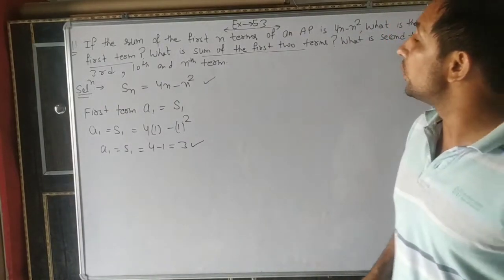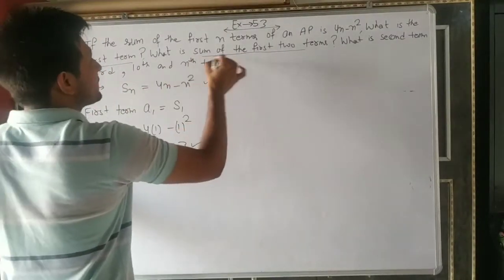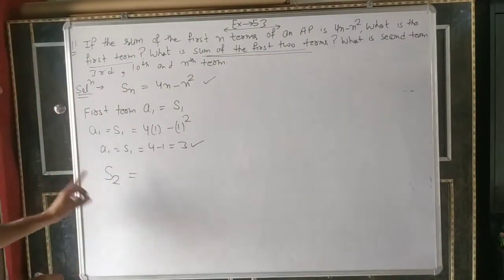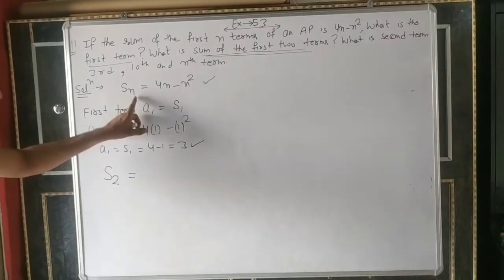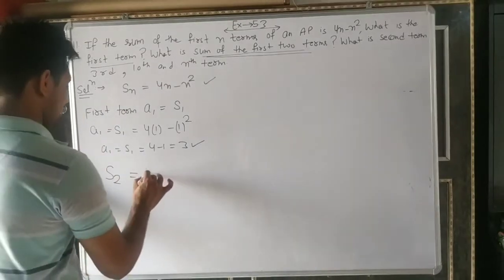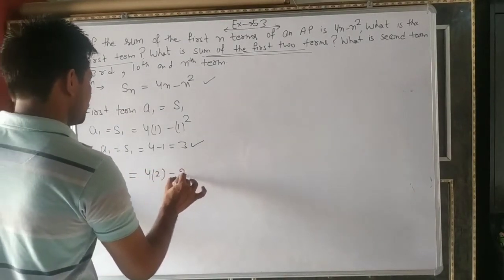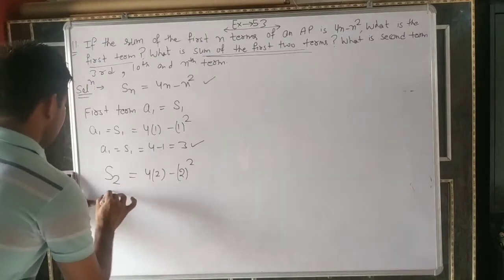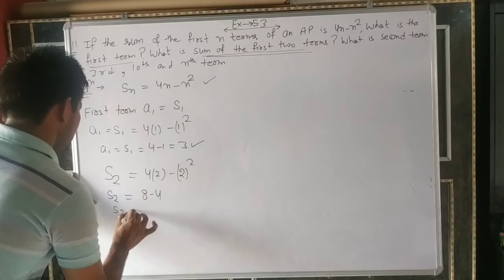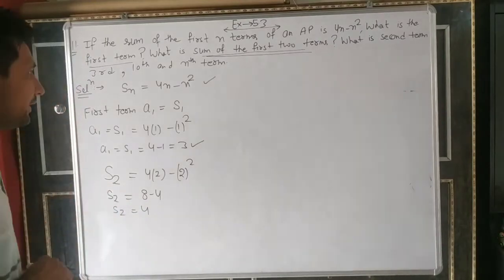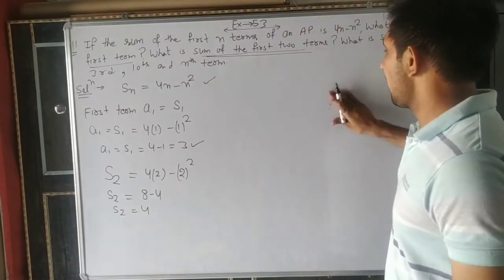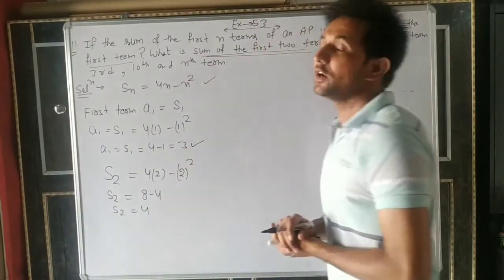Next, dear, we want to find the sum of the first two terms. The sum means S2 we want to find. If you want to find S2, substitute n equals 2, dear. 4 into 2 minus 2 square. Understand, dear? Everyone knows S2 is 8 minus 4. So S2 is 4. Understand, dear? It is given the first term is 3 and the sum of two terms is 4.